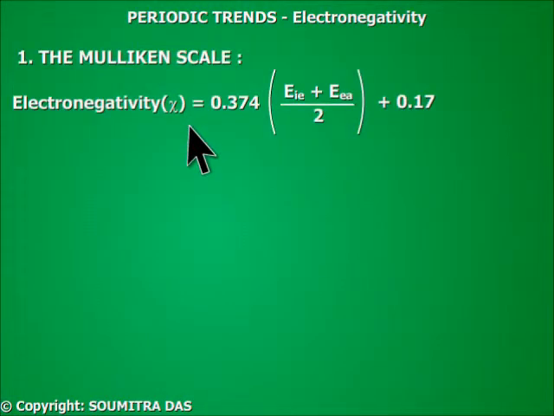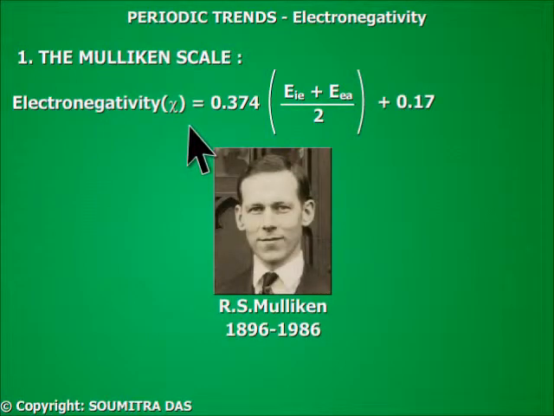Number 1. The Mulliken Scale. Robert S. Mulliken proposed that the arithmetic mean of the first ionization enthalpy and the electron affinity or electron gain enthalpy should be the main method of calculating the power of an atom to attract electrons to it. So he came up with a formula like this.